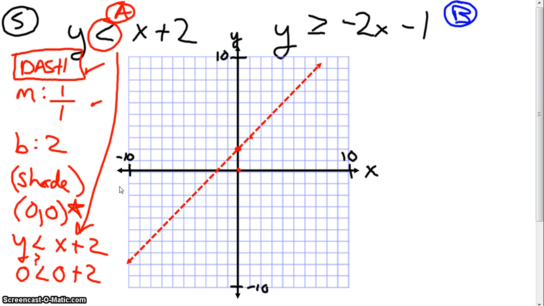Now, what does that mean with our shading then, Riley? Well, you shade everything that's on the side. Yeah, we shade toward that point. It is a solution, so shade this way toward that point. So I'm going to draw arrows showing that. I'm going to wait on my final shading because this is a system. We need to graph the second one as well. So we're going to inequality B. Okay, Ray, what's inequality B's slope?